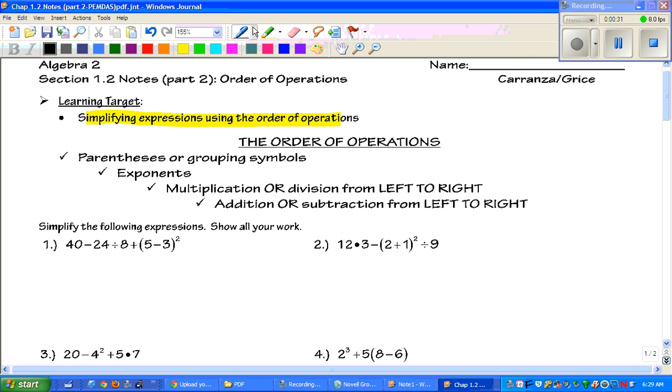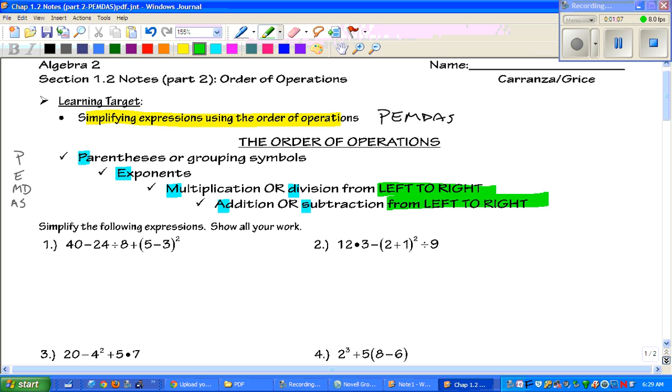Now many of you have seen PEMDAS before, or heard of please excuse my dear Aunt Sally. And each one of those letters stands for something. Whenever you see us write it, we're going to write it vertical like this. So P stands for parentheses, E is exponents, M and D are multiplication and division from left to right, and addition and subtraction from left to right.